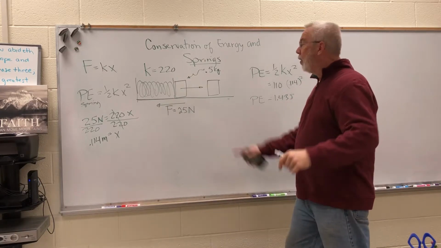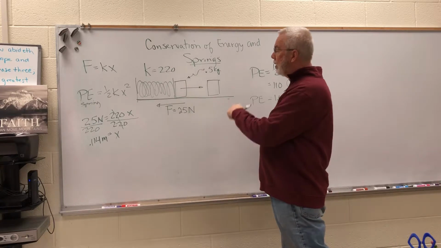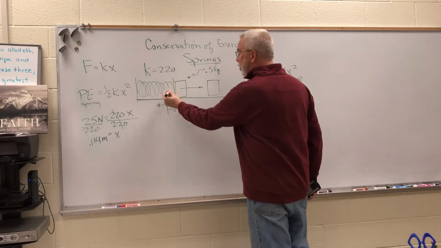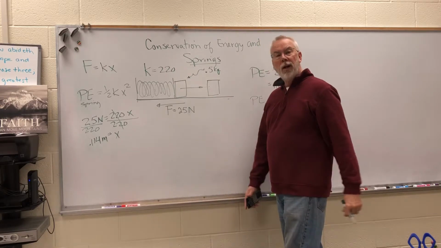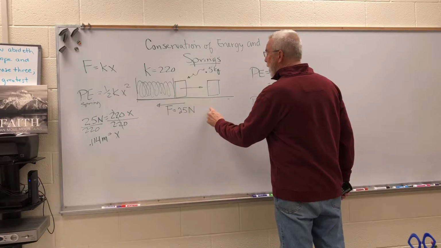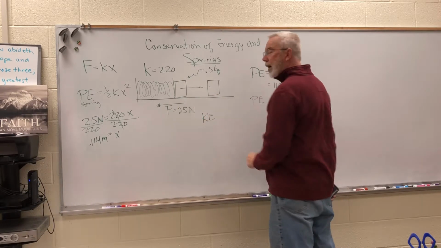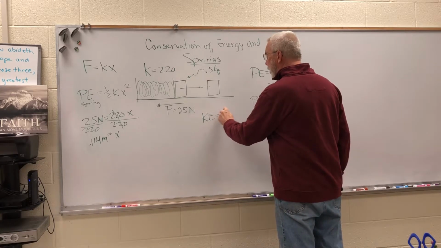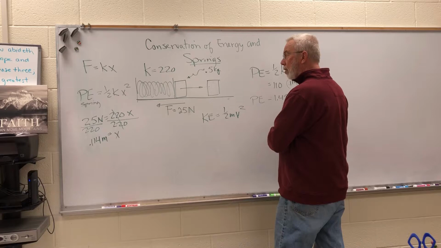Now that's the energy, the potential energy, that's stored in the spring. Now when we let go of the block, the energy that's in the spring is going to be transferred to the block, and when it's transferred to the block it is going to go sliding to the right at some velocity. Now, the velocity of the block is going to be based on its kinetic energy, and kinetic energy is equal to 1/2 of mv squared.